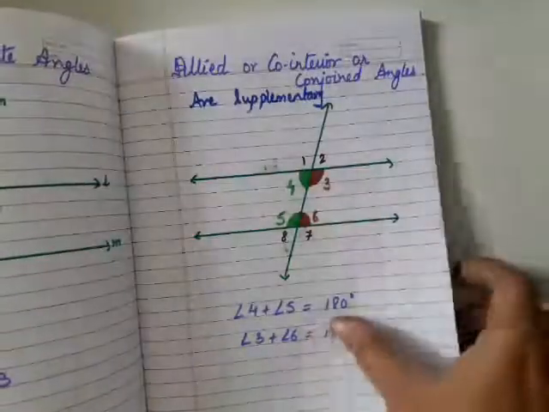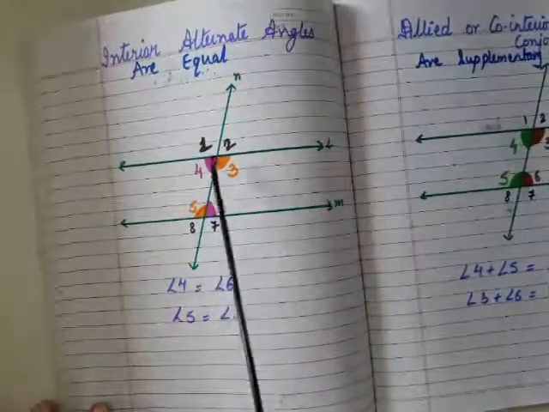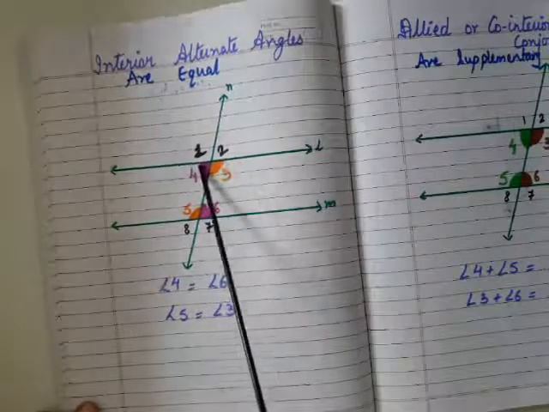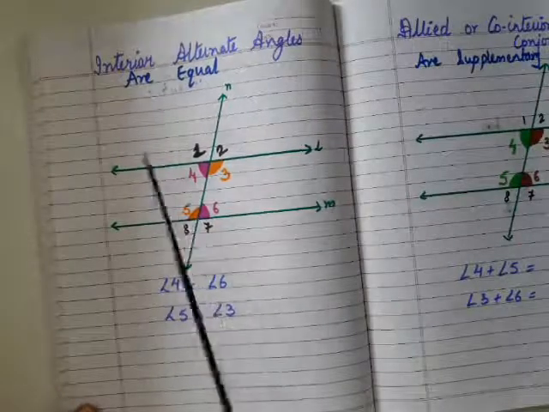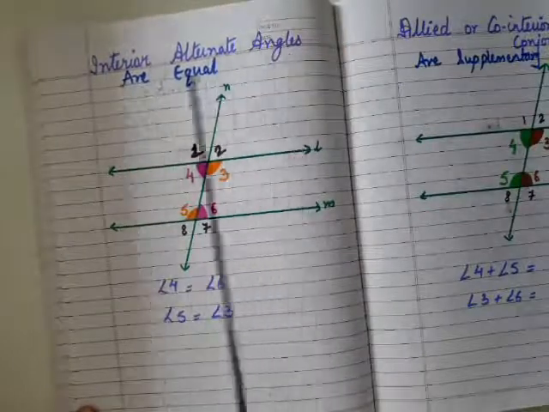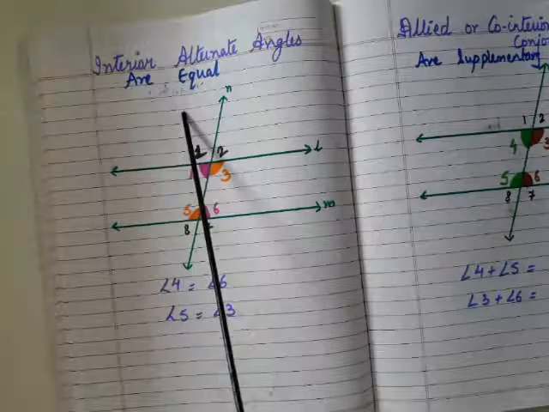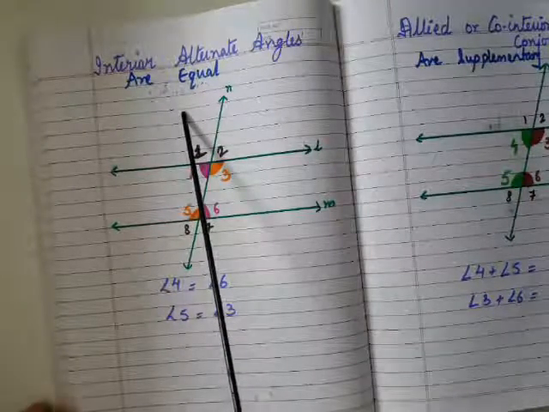Next one, the interior alternate angles are equal. As corresponding angles are equal, in the same way alternate interior angles are equal, that is 4 will be equal to 6 and 3 will be equal to 5. So when two lines are parallel, then the alternate interior angles are equal, or if two alternate interior angles are equal, then the lines will be parallel.